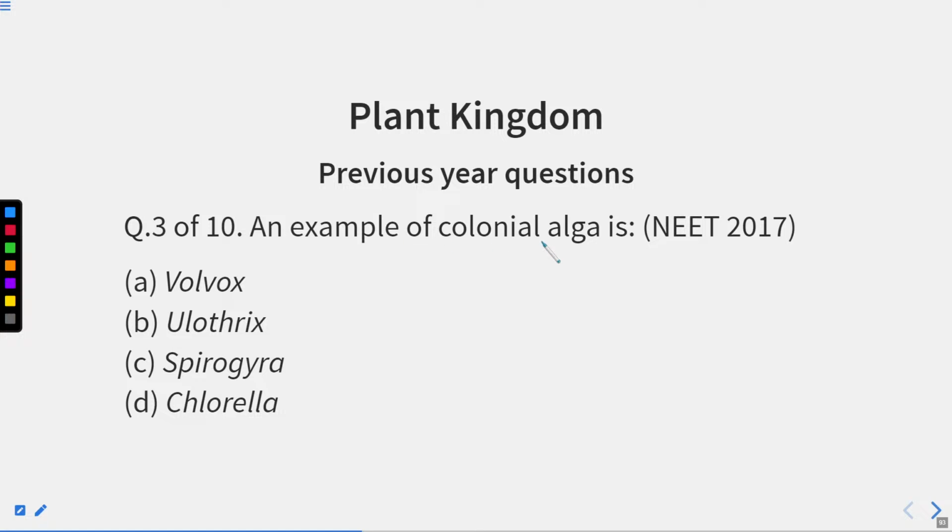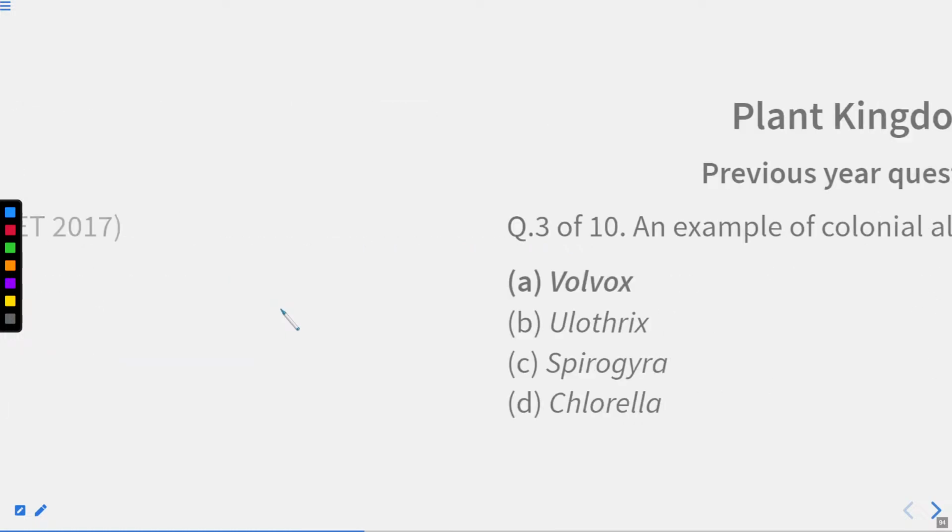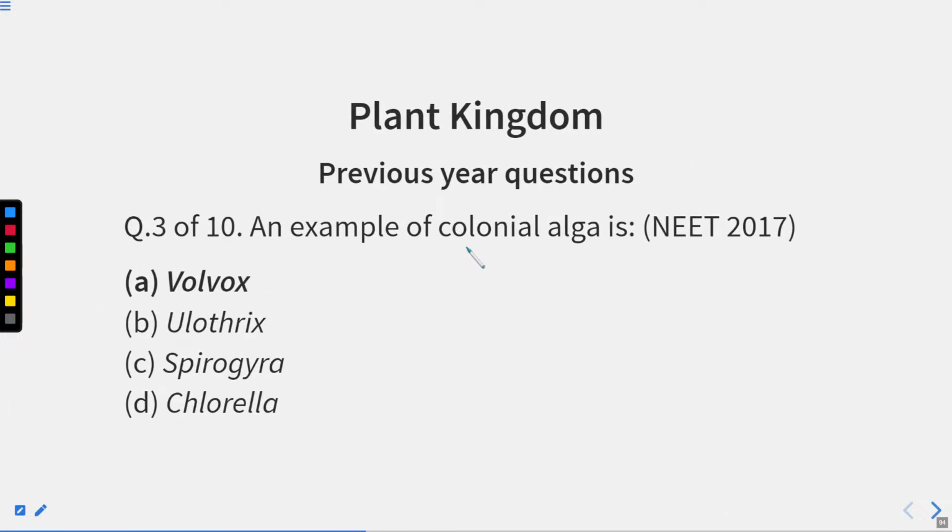Next question. An example of colonial alga: Volvox, Ulothrix, Spirogyra, Chlorella. Chlorella is a unicellular form, Spirogyra is a filamentous green algae, and Ulothrix is also filamentous. But Volvox is a colonial form of green algae. An example of colonial algae is Volvox.